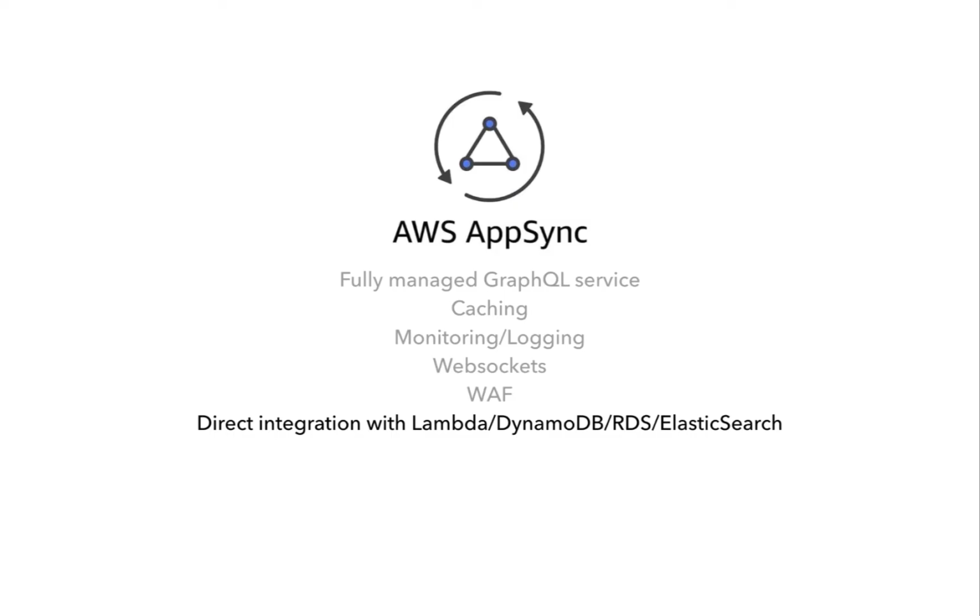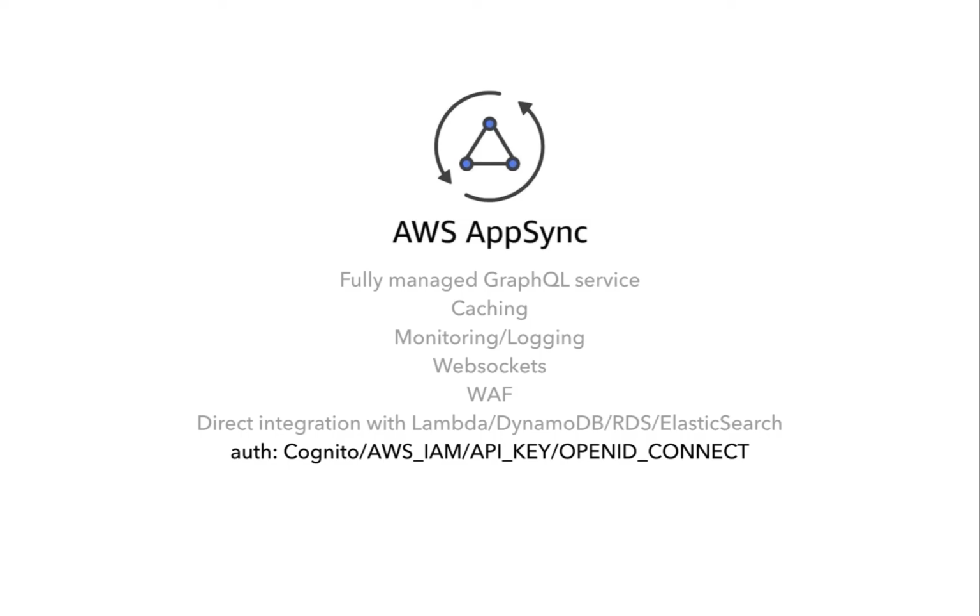AppSync has direct integration with a number of AWS services such as DynamoDB, RDS, and Elasticsearch. And you can write GraphQL resolvers that talk to these services directly. For anything else, you can always use an HTTP resolver to integrate with existing REST APIs, or a Lambda resolver if you need to write custom code or execute more complex business logic. In terms of authentication and authorization, it supports Cognito user pools, AWS IAM, API keys, and OpenID Connect for working with any OIDC compliant services.